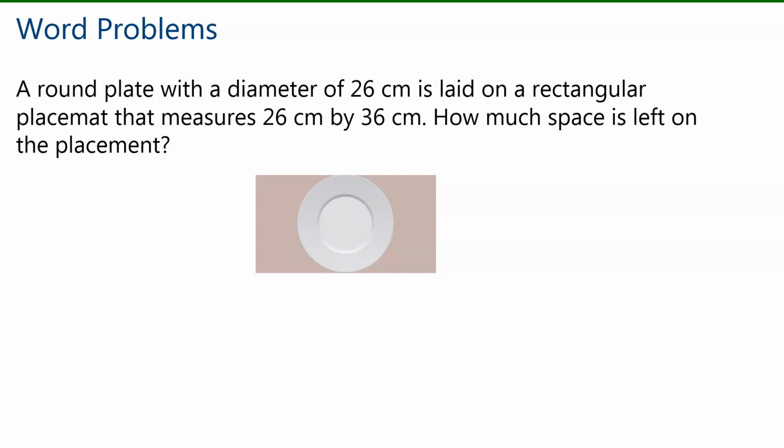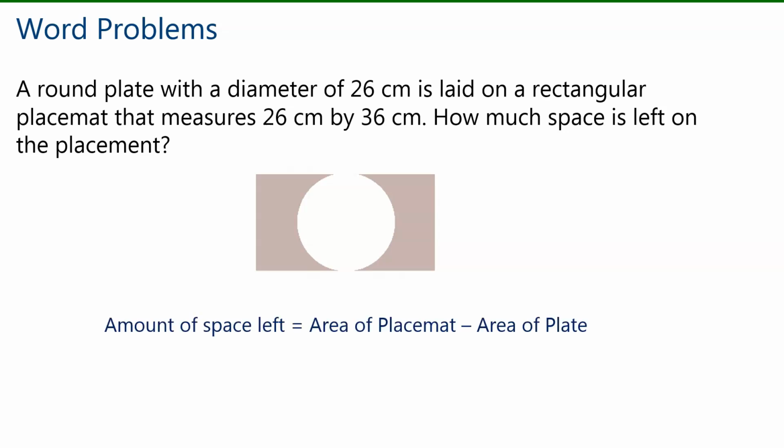Now let me add in my dimensions. The width of the placemat is 26 centimeters and the length is 36. So how can we figure out the area of the shaded region? Well, if we just find the area of the rectangle and then subtract the area of the circle, then we're left with what we want. So let's try that. I'm going to write this as the amount of space left is equal to the area of the placemat subtract the area of the plate.